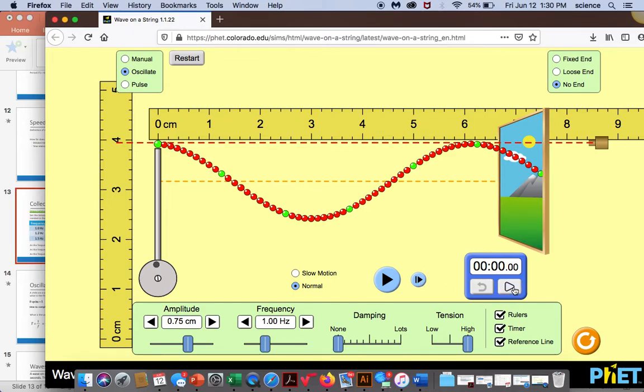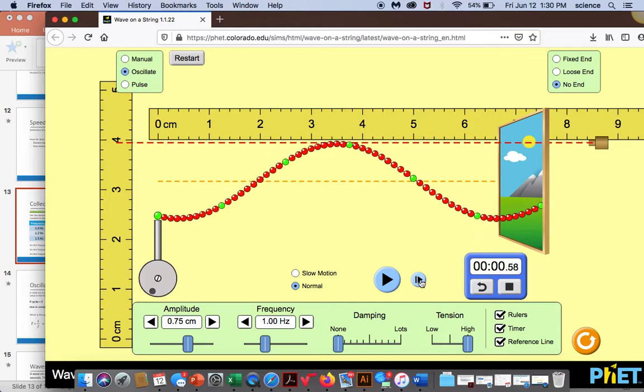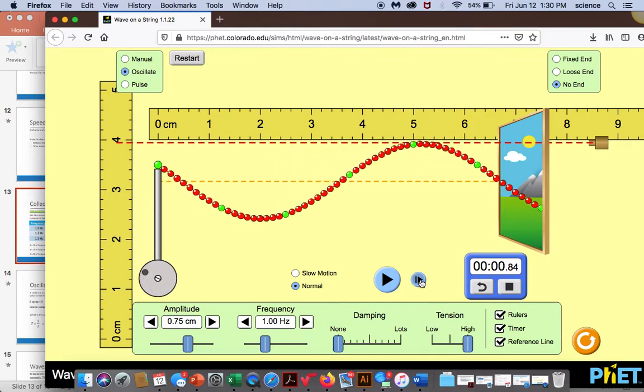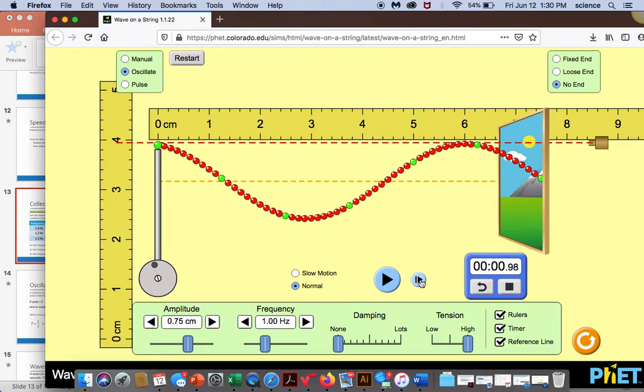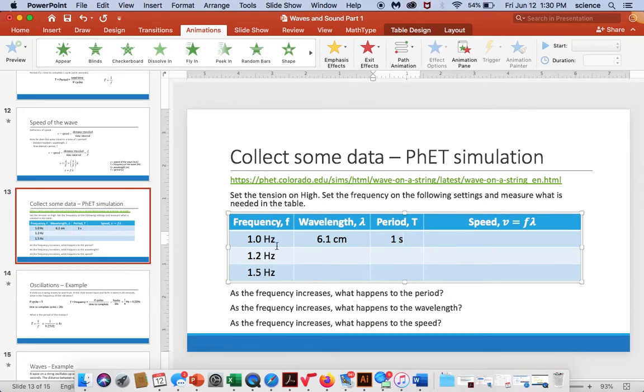So I'm going to hit start, and have this go through 1 cycle. I'm going to go all the way down, and then all the way back up again to where I was. There we go. And I get a period of 1 second. That makes sense because the period and the frequency are inversely related to one another. In this particular case, 1 over 1 is just 1, so that's exactly what I would expect.